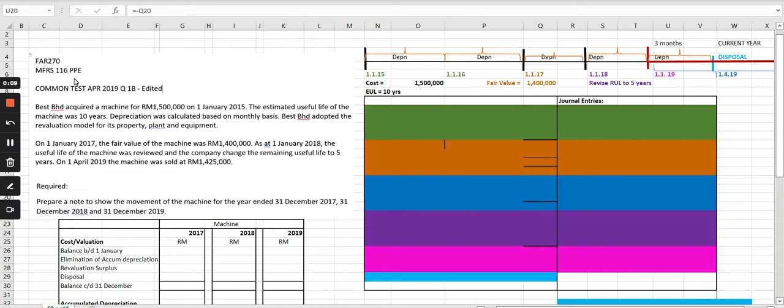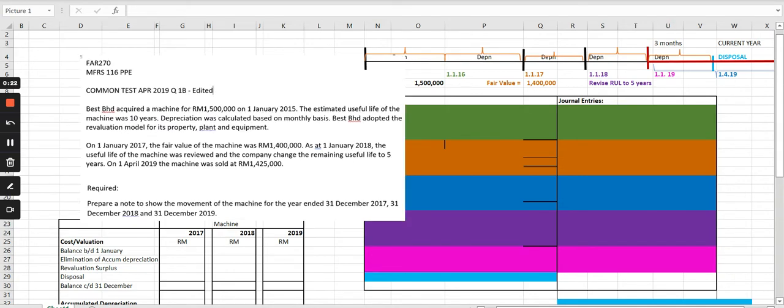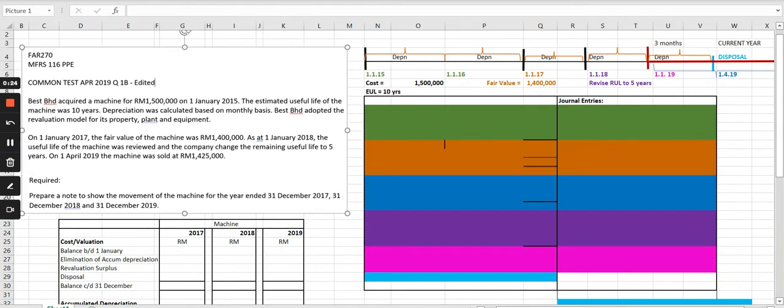In today's session, we are going to do a tutorial question which will involve the preparation of disclosure notes to show the movement of a machine, which is movement of PPE. And we are looking at the question, Common Test April 2019 from FAR320, which is being used in this question session here. Okay, so let's look at the question.